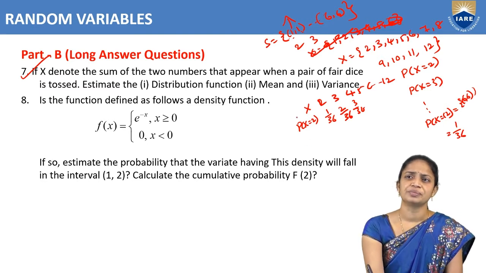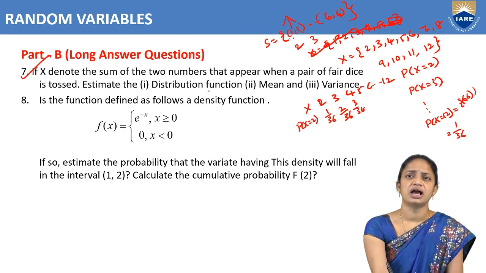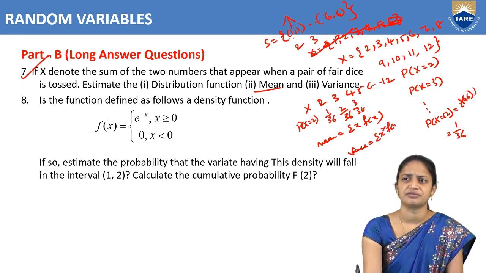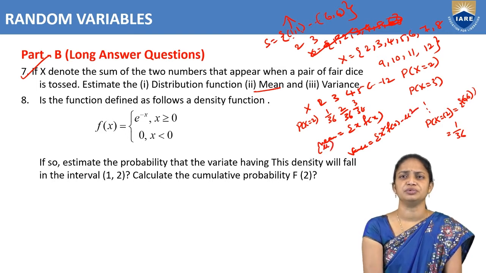Okay. So this is our distribution table, and now find the mean. Mean is nothing but summation x into f of x. And the next one is variance. Variance has the same formula: summation x square f of x minus mu square. So here mean is nothing but mu.